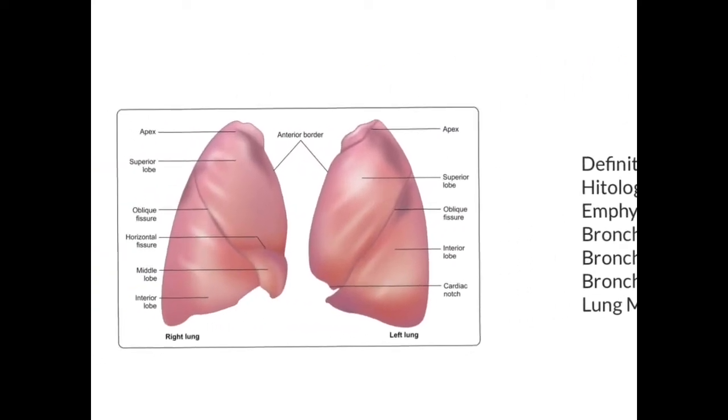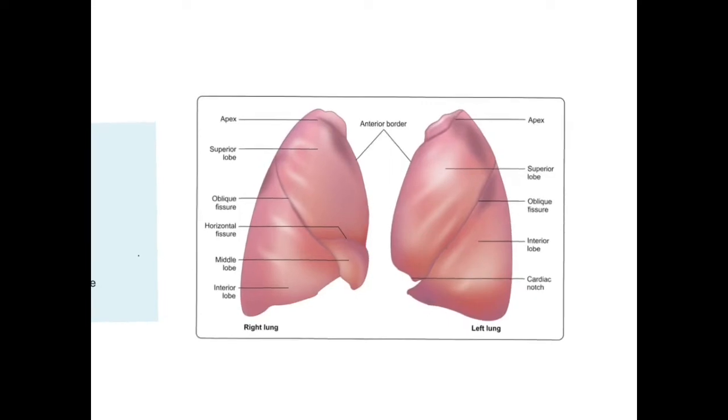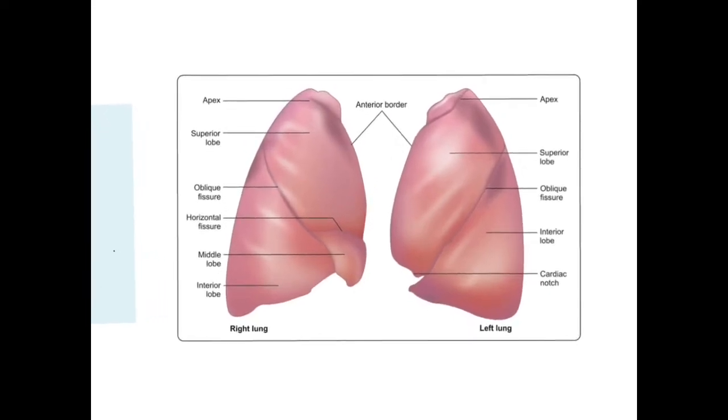Coming to the topic of today's practical, but before that we will have a quick review of the anatomy of the lung. There are two lungs in the body, the right lung and the left lung. The right has been divided into three lobes, that is the superior lobe, inferior lobe and the middle lobe, whereas the left lung has been divided into two lobes, that is the superior and inferior lobe.